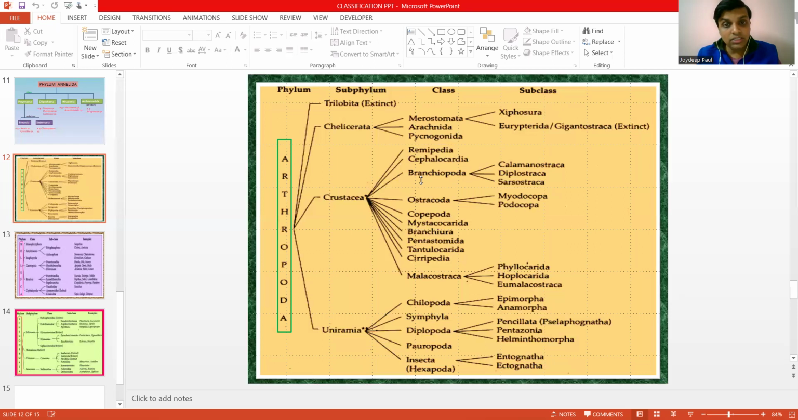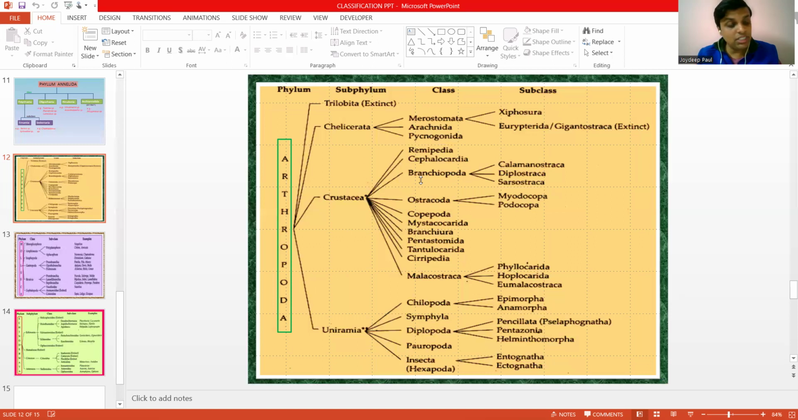Class 9, Tantulocarida. They are minute ectoparasites of marine crustaceans. The adult male remains permanently attached to the host by an oral disc. Example, Tantulus larva.